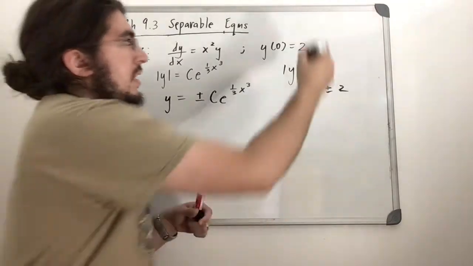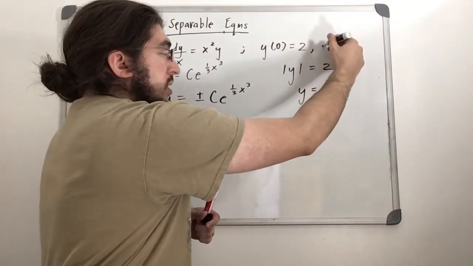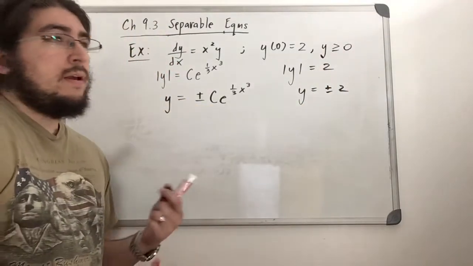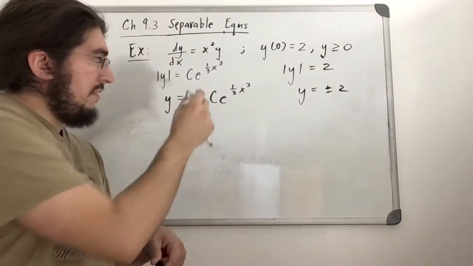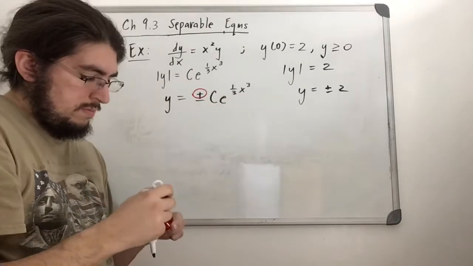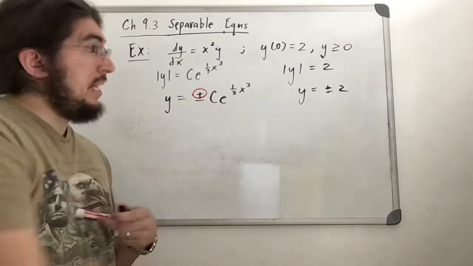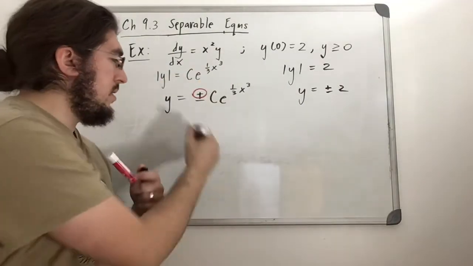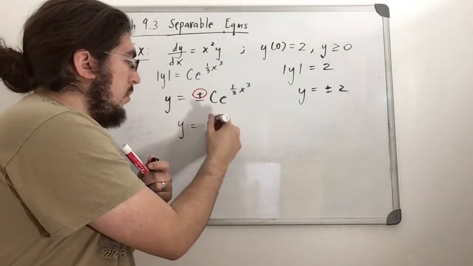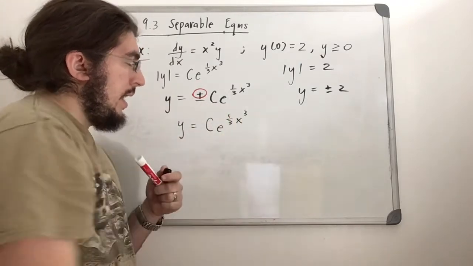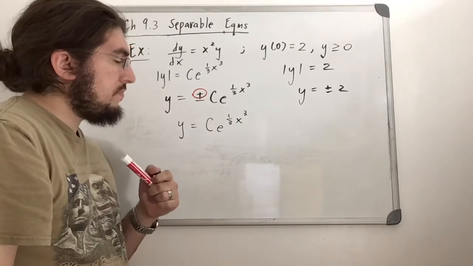So specifically, let me just include an additional piece of information: y is greater than or equal to 0, meaning that y would have to be positive. But usually we don't have to worry about this detail of plus or minus in the context of differential equations anyways. So we'll just say y is equal to c e to the 1/3 x cubed.